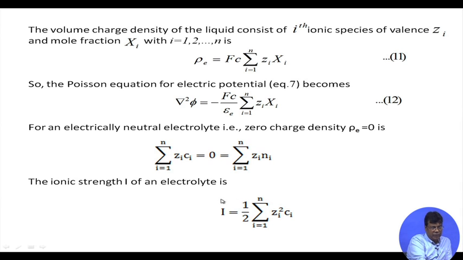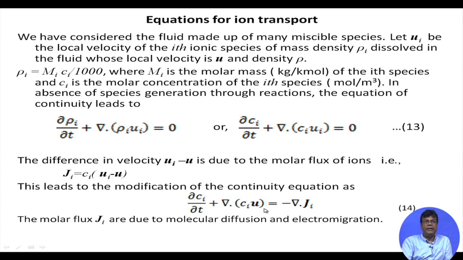And the ionic strength of an electrolyte is defined in this manner. This is non-zero even in an electrically neutral situation, because it involves Zi squared. Ci is the molar concentration. So, the net amount of moles of all the ionic species per unit volume gives the ionic strength of the electrolyte. Now, we intend to derive the equation for ion transport.